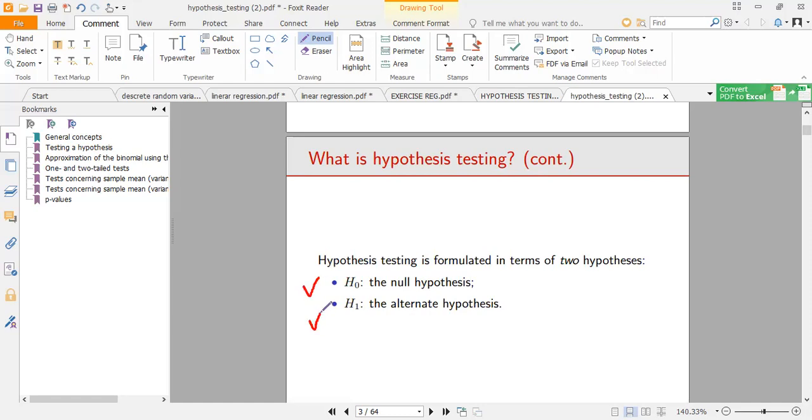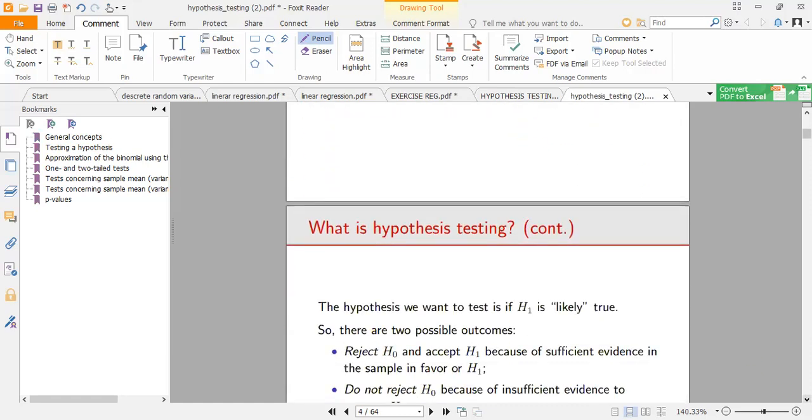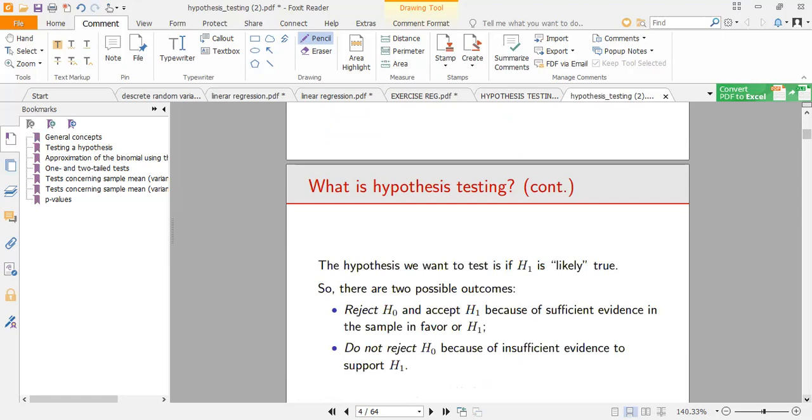So whenever we're dealing with hypothesis testing, we have what is called the null hypothesis and the alternative hypothesis. So you always need to formulate 2 hypotheses. The null is the original claim. The alternative hypothesis is the opposite. So when you are dealing with the null hypothesis, our H0 is our original claim. The hypothesis we want to test is called HA. This is the likely true hypothesis.